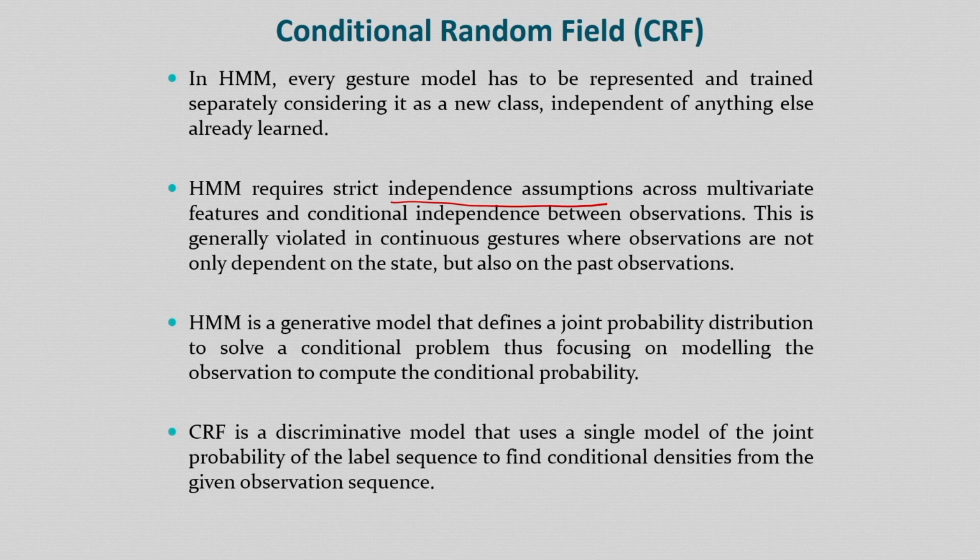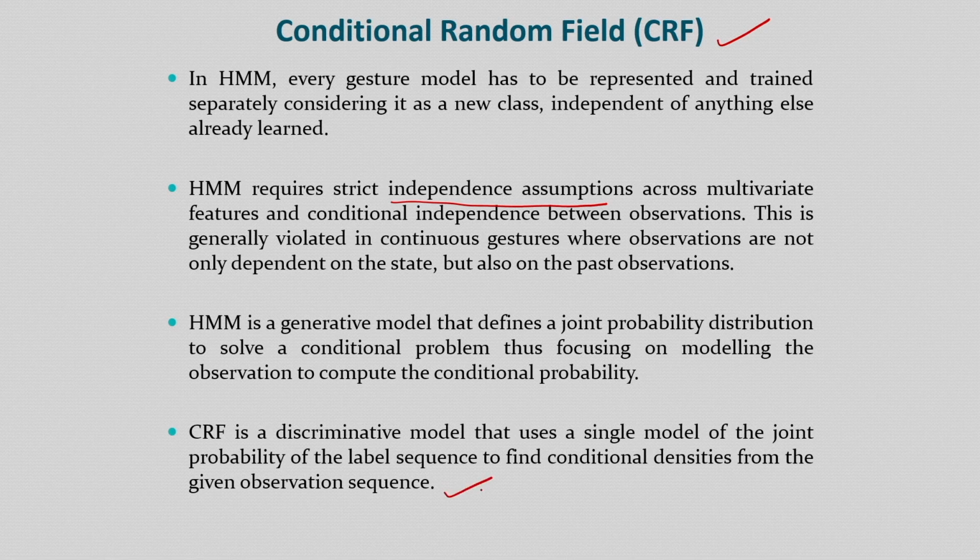In the research papers you can see that in case of continuous gestures also we can apply the hidden Markov model. The hidden Markov model is a generative model that defines a joint probability distribution to solve a conditional problem. So that is why we can consider another model, the conditional random field. This is very popular in gesture recognition. CRF is a discriminative model that uses a single model of the joint probability of the label sequence to find conditional densities from the given observation sequence.